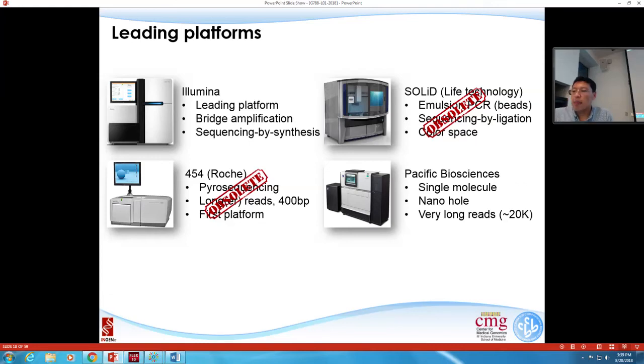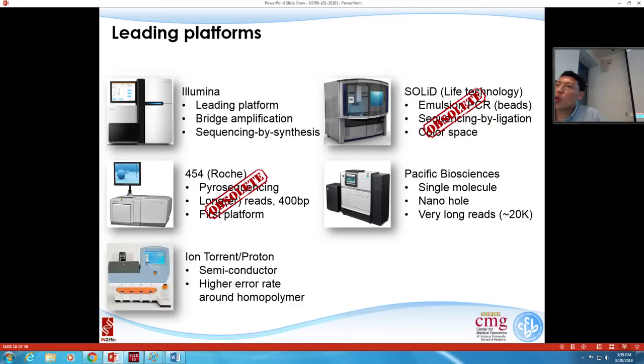Next one is Pacific Biosciences. This is a single molecule technology based on nanoholes on a flat surface. We'll get into that a little bit. The nice feature about this technology is that it can produce very, very long reads. So it's not only 300 bases or 150 bases. Rather, it can sequence a few hundred thousand bases by now. But I think the average is still about 20,000 bases. It's really, really long.